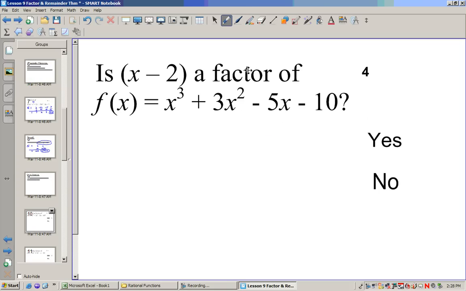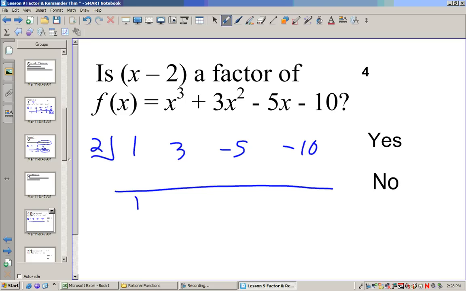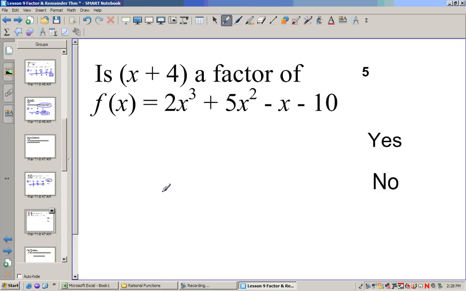So let's see, is this a factor of this? Let's put a 2 up here. So we'll have 1, 3, -5, and -10. And so this would be 1, 2, 5, 10, 5, 10. Since 0 is the remainder, it will be a factor. Is x plus 4 a factor of this? Well, we put a -4 there.